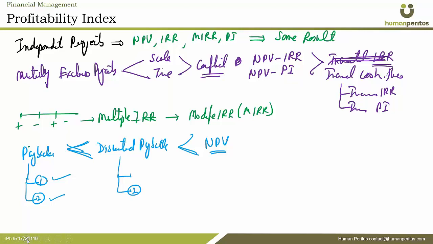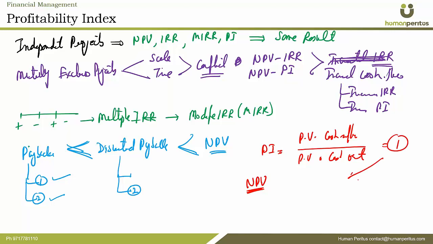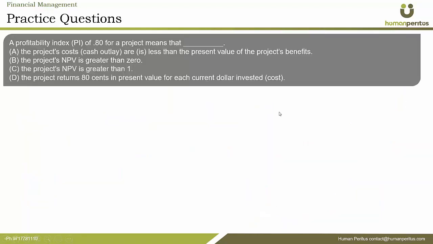Sometime back I told you that your PI is the present value of cash inflows divided by the present value of cash outflows, and NPV is the net present value. Wherever the profitability index is 1, at that point your NPV will become 0. So this is the summary of different methods, and let us look at a few questions to move further.